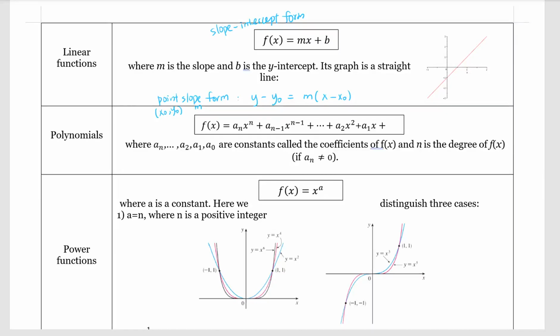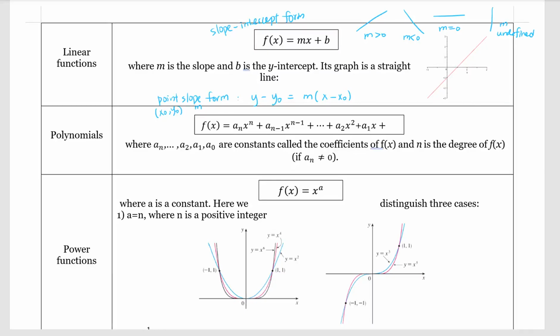Depending on the slope m, this line has m positive, this line has m negative. For a horizontal line, the slope is 0. For a vertical line, what happens to the slope? It's undefined. So here are the graphs for linear functions.